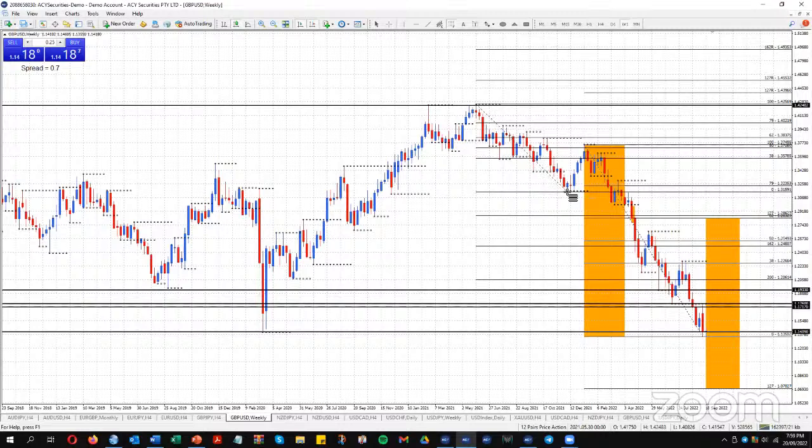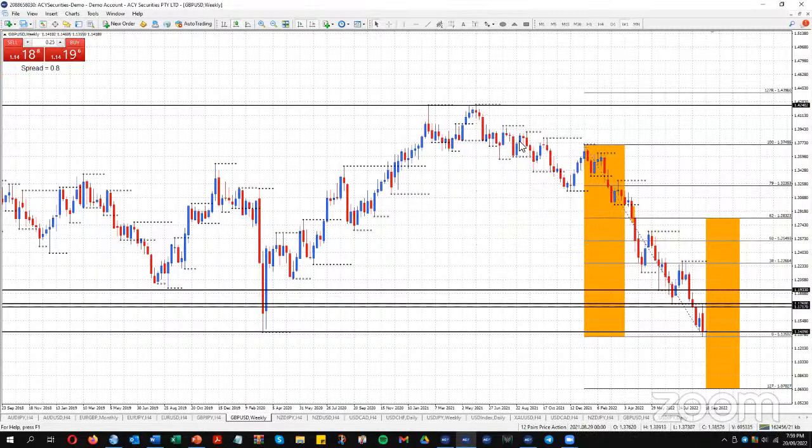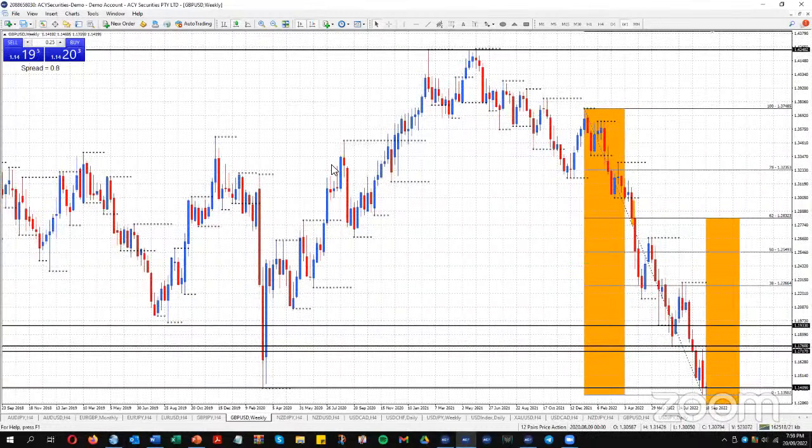So that's the range for last year. We moved up to the 50%. That's the kind of range at the moment. We're going to do the same sort of thing. Don't know whether we will or we won't. So the same thing happened though.